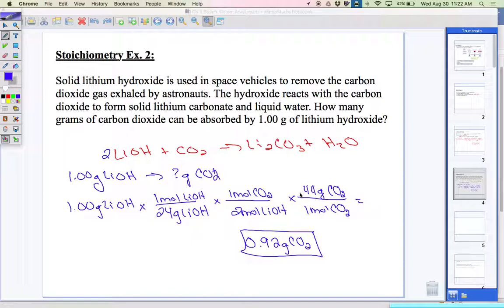Okay, so the only thing that made that harder was you had to write the balanced equation from the words, right? Is this considered a hard question on the AP exam?